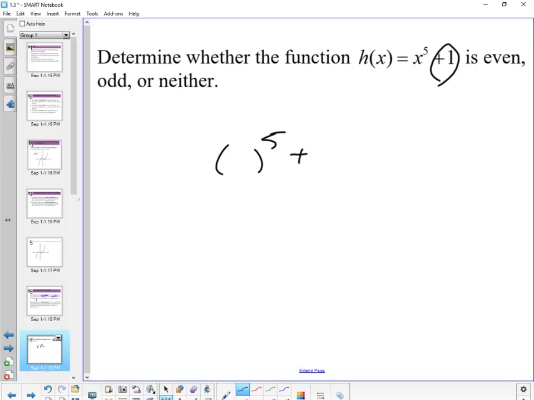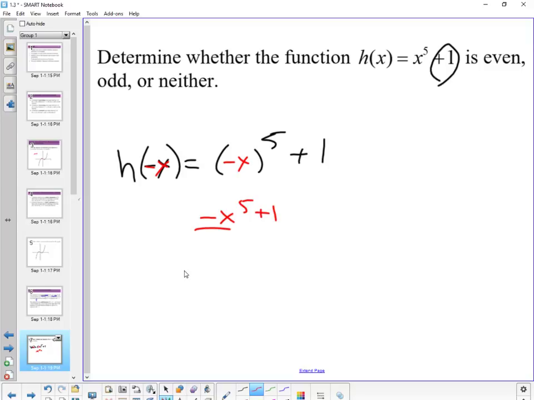X to the fifth plus 1, right? And h of x is going to become a negative x. This is going to give me a negative x to the fifth plus 1. Now, here's what happens. Is this the original function? No. So it's not even, right? Did all the signs change? No. So it's not odd. Only this one changed, but not the other. Therefore, this is neither.